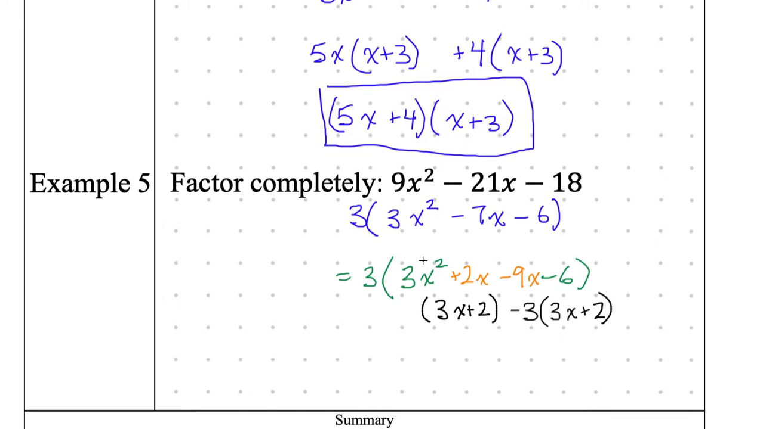What will give me 3x? Oh, there it is, 3x plus 2. All I need to do is pull out an x, and don't forget my 3 out front as well. So 3 is being multiplied by all of this stuff. Now I need to count how many of these 3x plus 2's I have. I have x minus 3 of the 3x plus 2's, and don't forget that 3 out front, and there is my final answer.